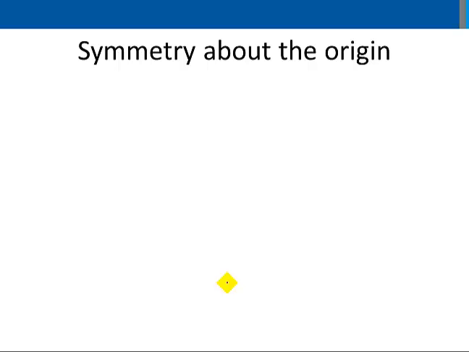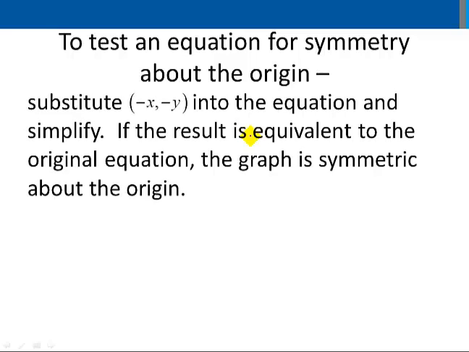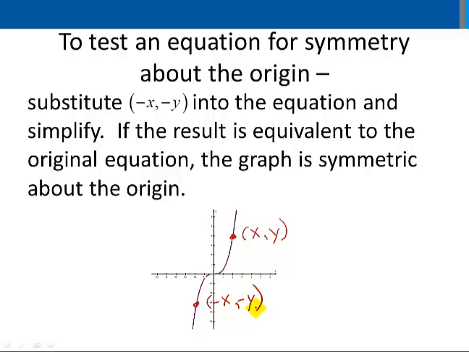A graph that is symmetric about the origin will look the same when rotated 180 degrees. To test an equation for symmetry about the origin, substitute negative x, negative y into the equation and simplify. If the result is equivalent to the original equation, the graph is symmetric about the origin. As we can see in this graph that is symmetric about the origin, anytime the point x, y appears on the graph, the point negative x, negative y will also appear.